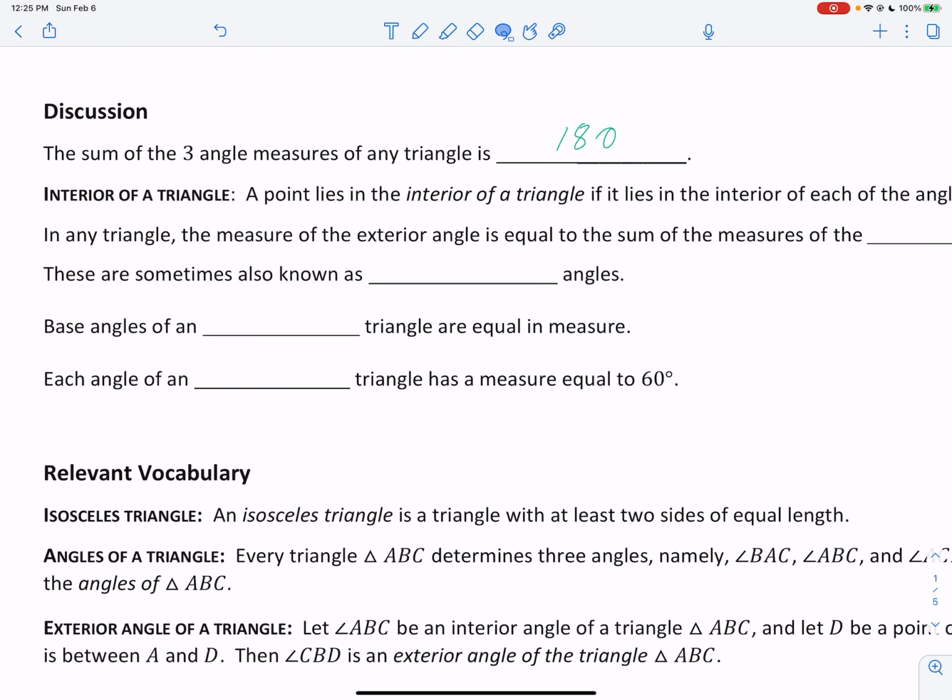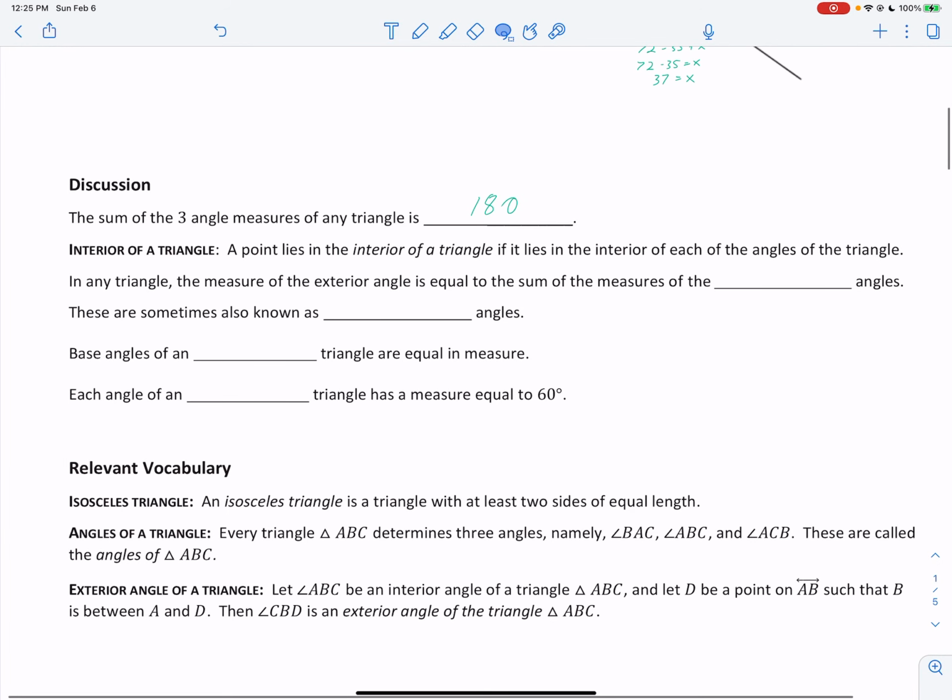Interior of a triangle. A point lies in the interior of a triangle if it lies in the interior of each of the angles of the triangle. In any triangle, the measure of the exterior angle is equal to the sum of the measures of the two opposite interior angles. These are sometimes also known as remote interior angles.